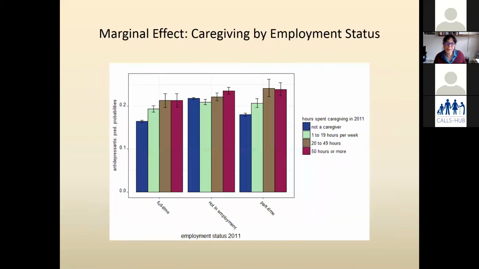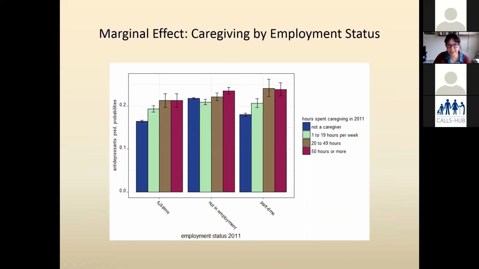We looked at employment status and found that those who are in full-time employment are better off than those who are not in employment or part-time employed across caregiving workloads. And we have to say that those not in employment includes retirees. So there is a retirement and age effect there as well.